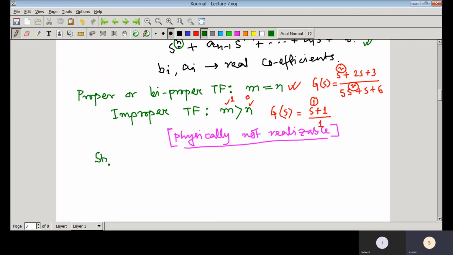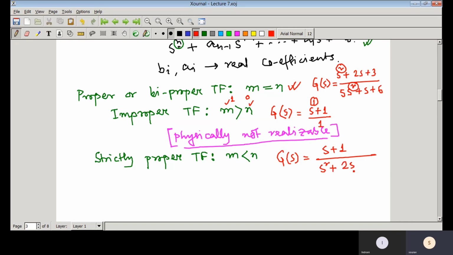So strictly proper transfer function whenever m less than n, that means the numerator degree is less than the denominator degree. So suppose for example you take s plus 1 divided by s square plus 2s plus 3. Then you can see here the numerator degree is 1, and the denominator degree is 2. So here you have 2 and this is 1. So that's why this is one example of a strictly proper transfer function.